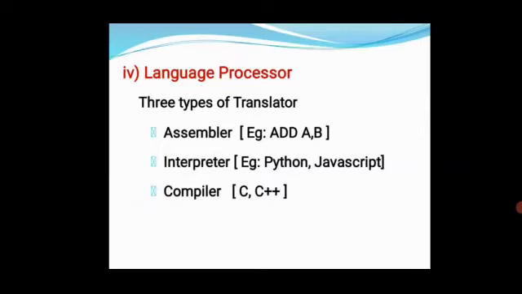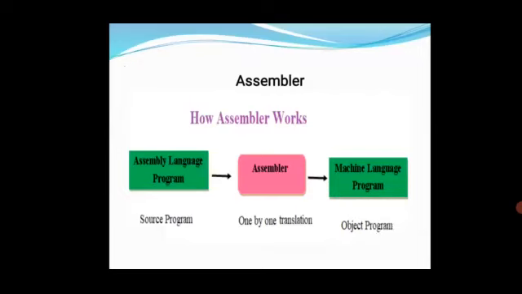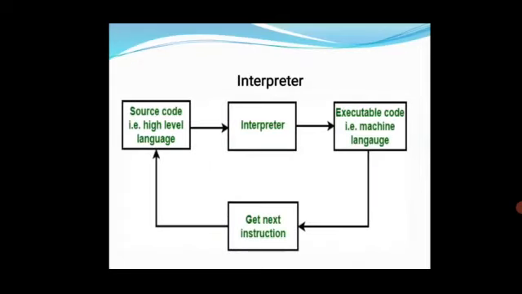Did you understand? Okay. The next one is interpreter. Interpreter is also a type of translator. But what does it do? It converts the high level programming language into machine level with the help of the interpreter translator. But here the interpreter will interpret the code line by line only.